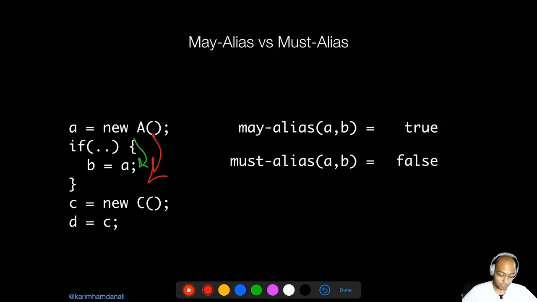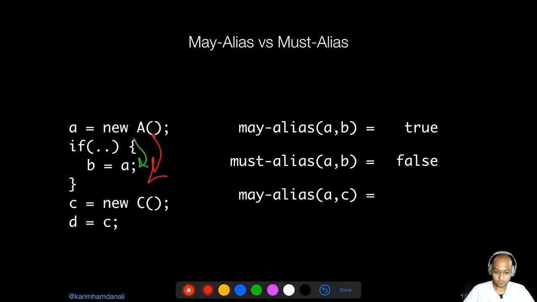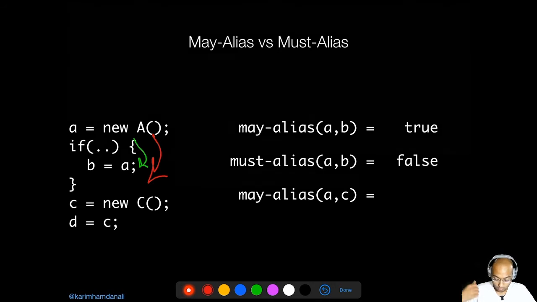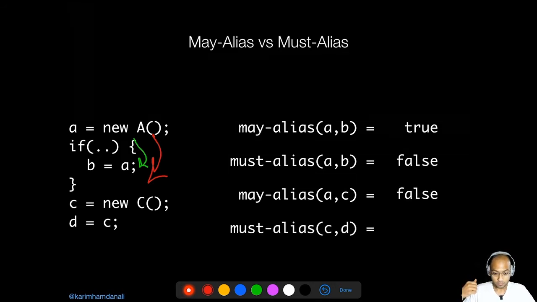What about may alias A and C? Is that going to be true? False. Why is that? Two falses. Why is may alias A and C false? Exactly. There is no such path where A and C are assigned to each other, whether directly or indirectly. So we cannot deduce that kind of relationship between them whatsoever. So we cannot, from an alias analysis, figure out whether A and C may alias to each other. So this is going to be false. What about must alias C and D? Is that true or false?